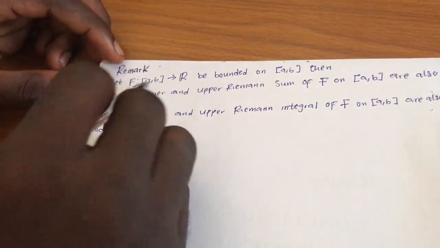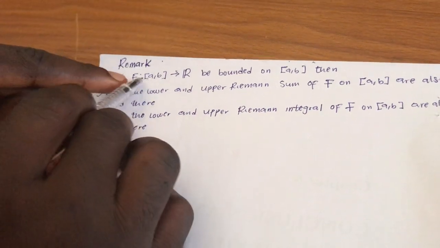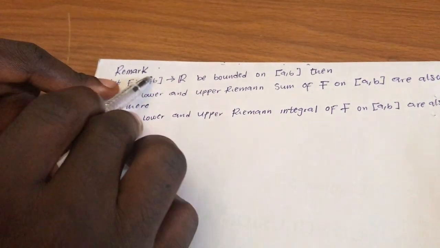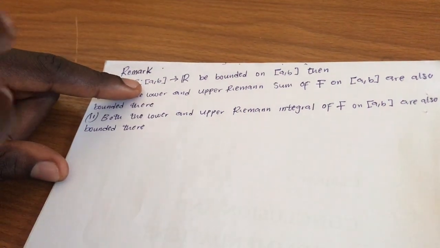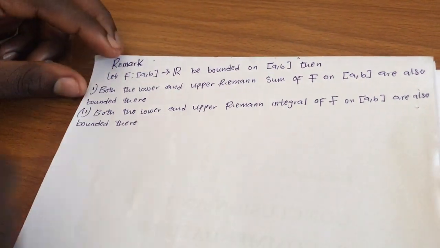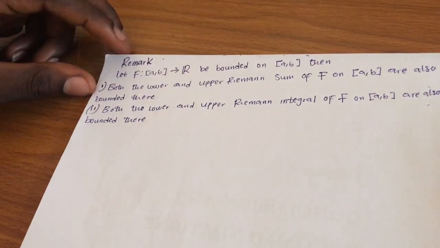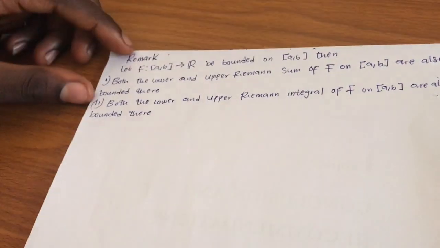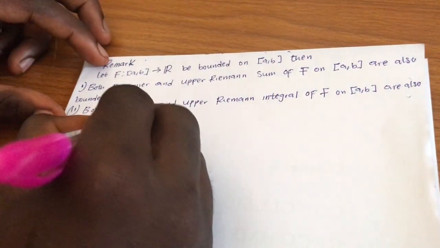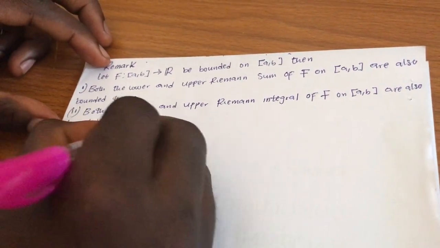Let f be a function acting on the closed interval [a, b], which maps to R. If f is bounded on [a, b], then both the lower and upper Riemann sums are also bounded. Now, let's prove this. Proof.